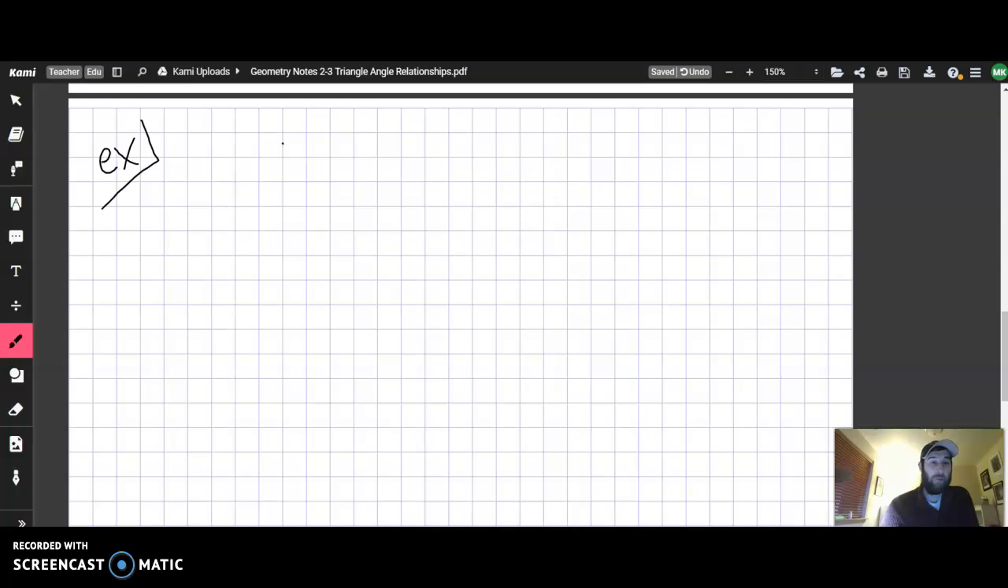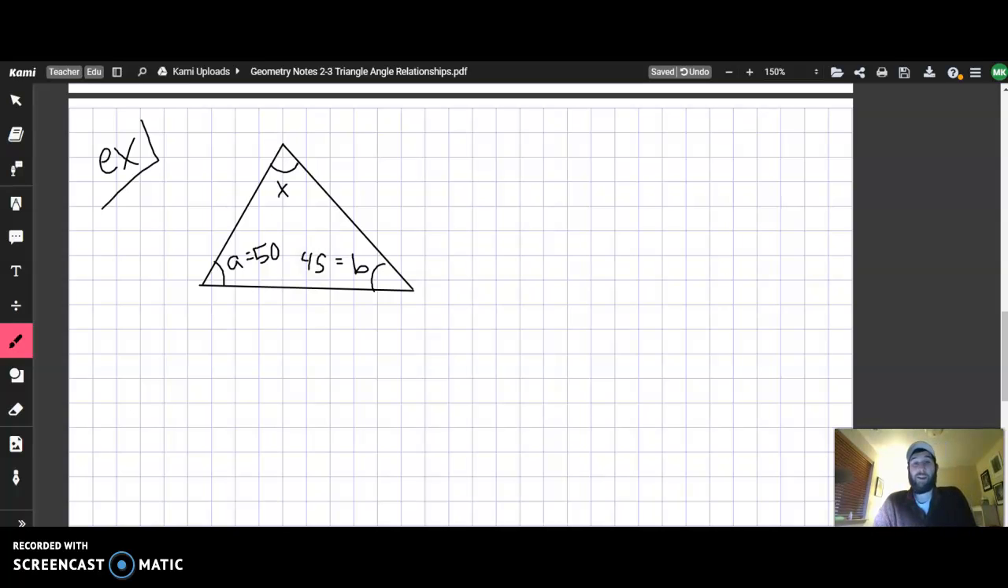In this second example, we're going to go ahead and have the letters A, B, and X. And we're just going to go ahead and pick some favorite numbers again. Let's say A is a measure of 50, B is a measure of, let's go ahead and go 45. And let's solve for the measure of X.